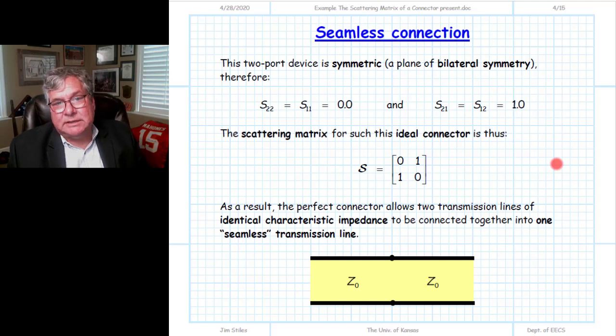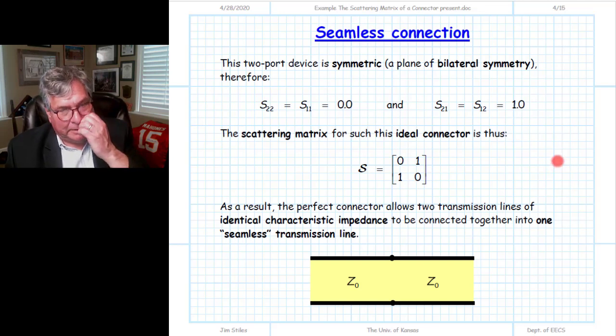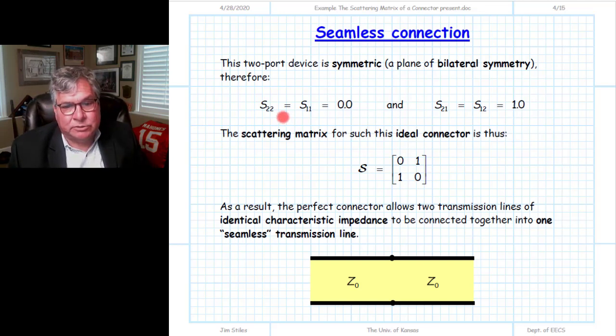By symmetry, since we have bilateral symmetry, we can determine the second column of the scattering matrix. S22 must be equal to S11, and likewise S21 must be equal to S12. Likewise true by reciprocity. And this becomes our scattering matrix of our connector. So the simplest two-port device we could think of renders the simplest scattering matrix we could think of. Notice the device itself is matched. Since the diagonal elements are equal to 0, we can insert it into a matched system without messing up our conjugate matches.